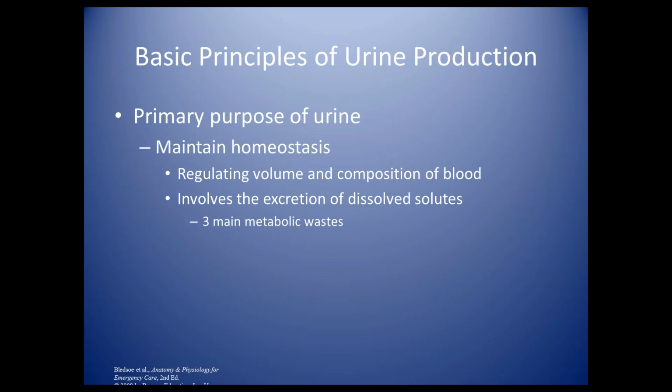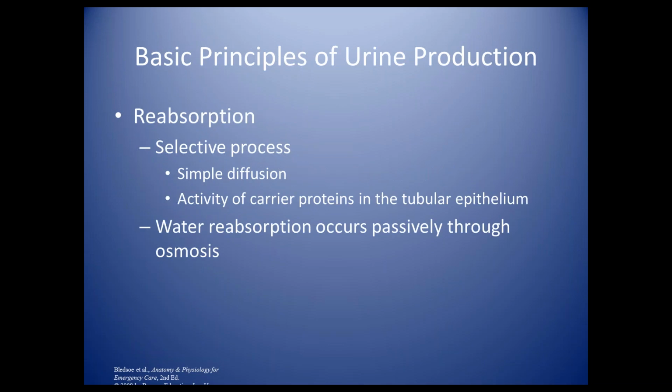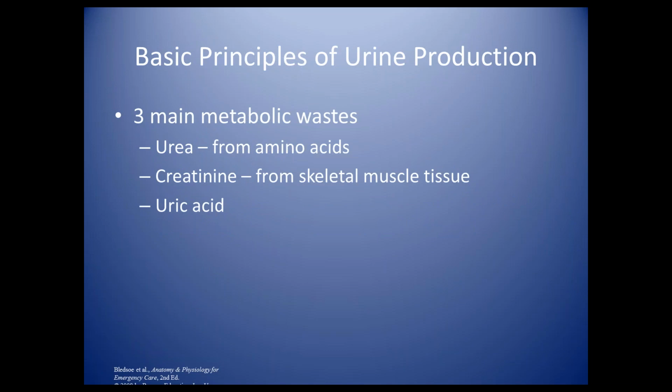The basic purpose, again, is urinary production. It's maintaining our homeostasis, cleaning out our blood, and getting rid of our metabolic waste. Our main waste is going to be urea, creatinine, and uric acid. So these are all going to be balanced, and those are all important aspects later when we're going to talk about other areas.